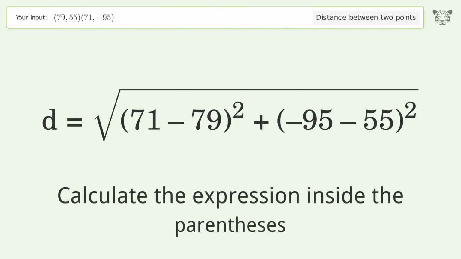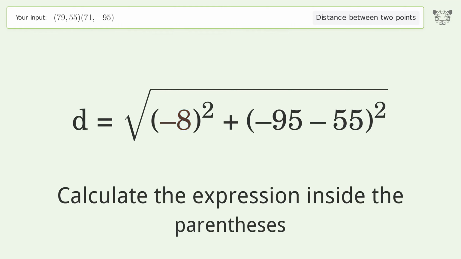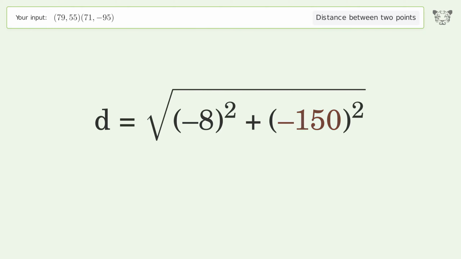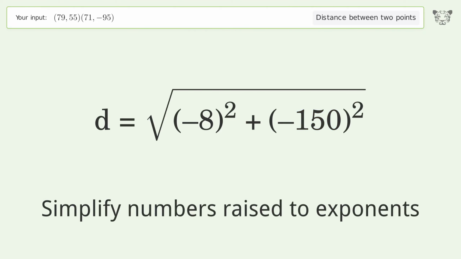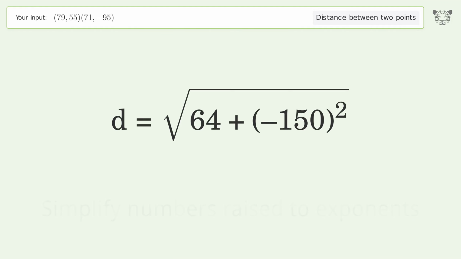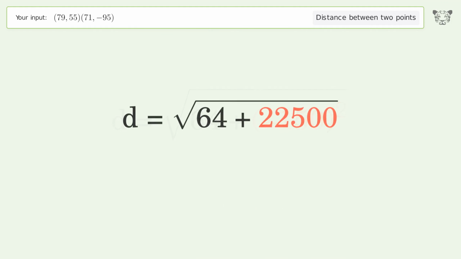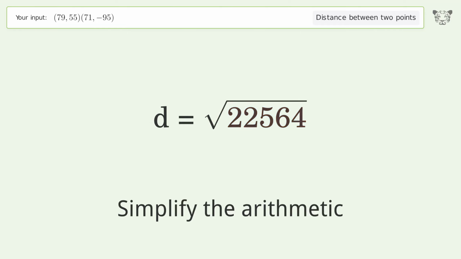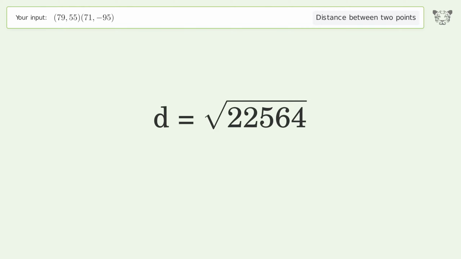Calculate the expression inside the parentheses. Simplify numbers raised to exponents. Simplify the arithmetic. And so the distance between the 2 points is the square root of 22,564, or 150.213.